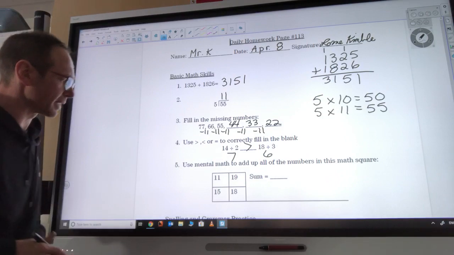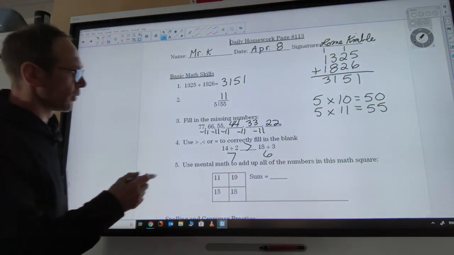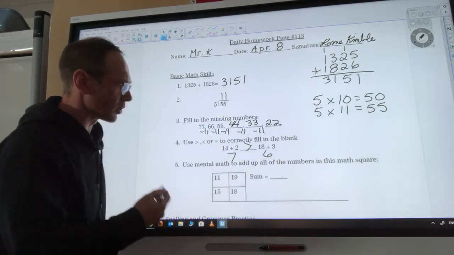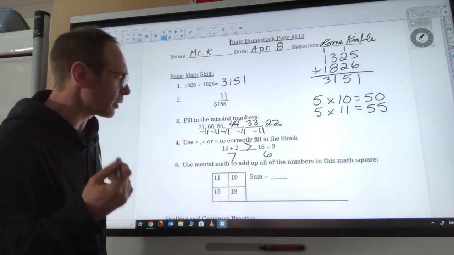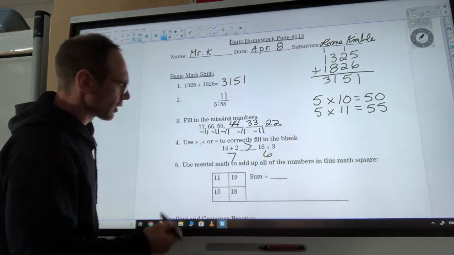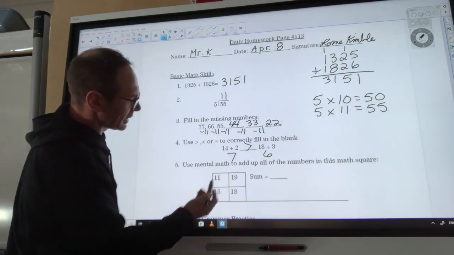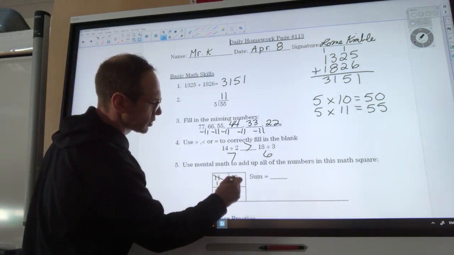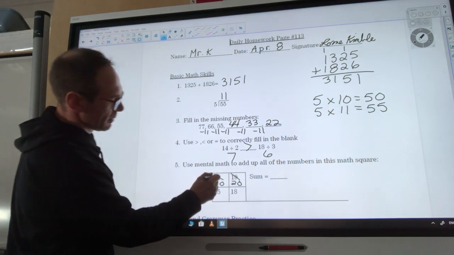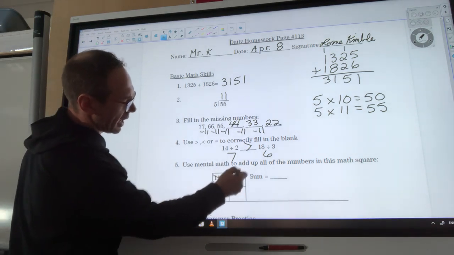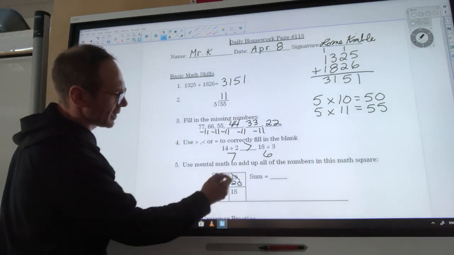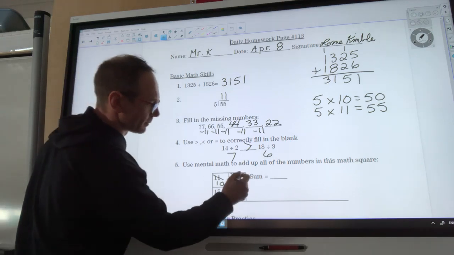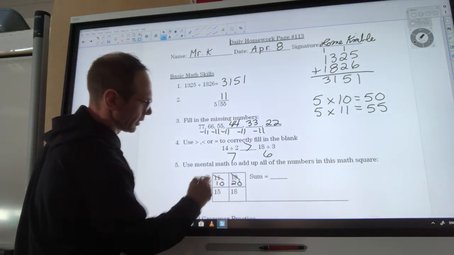We have one question left, and that is our mental math. So we have 4 numbers here, and I want to know what the total sum is. What do we get when we add them all together? Well, the first thing I looked at was, I said 11 and 19. What would happen if I made this 10 and this 20? All right? I went down 1 and up 1 here. So now I have 10 and 20. That gives me 30. So I'm going to start with that 30.